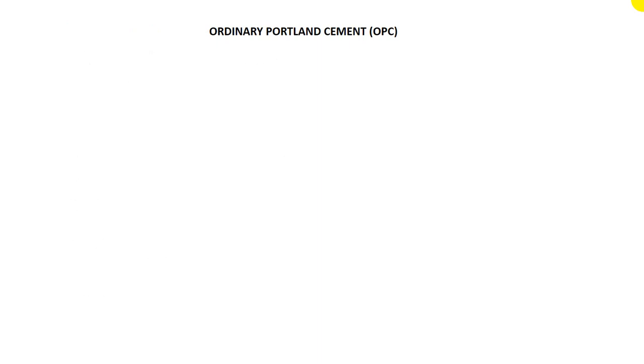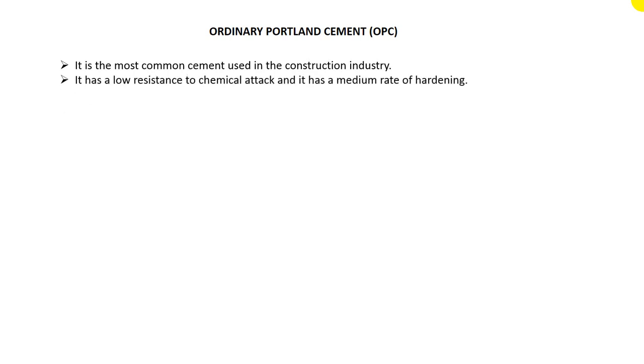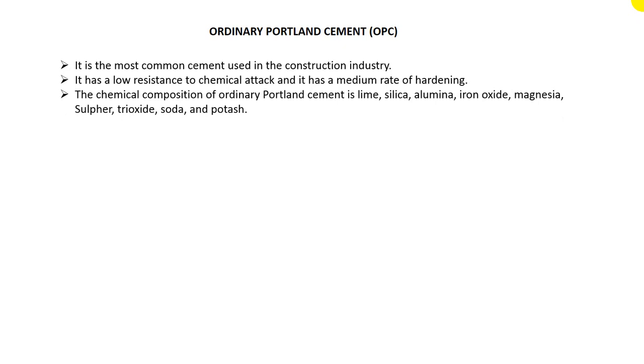So first of all we'll discuss ordinary Portland cement, OPC. In almost every construction, this type of cement is used, for any kind of construction. It is the most common cement used in the construction industry, and it has a low resistance to chemical attack, and it has a medium rate of hardening. The chemical composition of ordinary Portland cement is lime, silica, alumina, iron oxide, magnesia, sulfur trioxide, soda, and potash.